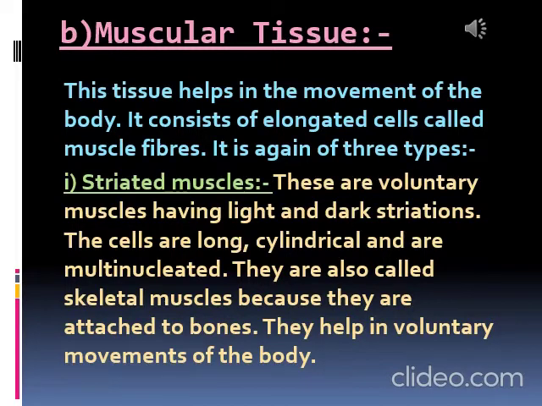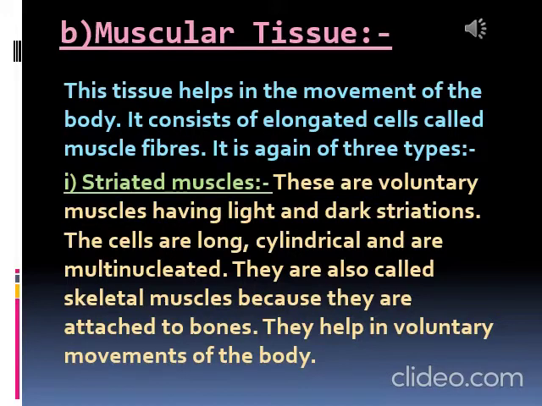First is striated muscles. These are voluntary muscles. Voluntary means those work according to your will, or our will, and these have light and dark striations on their surface, meaning some light and dark bands are present on their surface. These cells are also long, cylindrical, and are multinucleated, meaning more than one nucleus is present in them. They are also called skeletal muscles because they are attached to the bones.